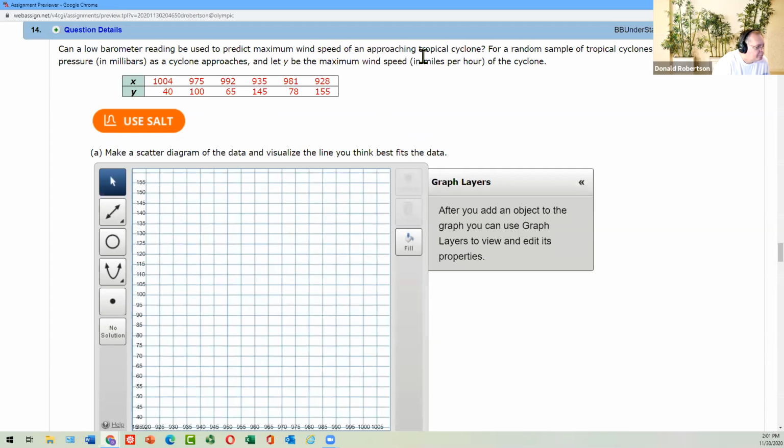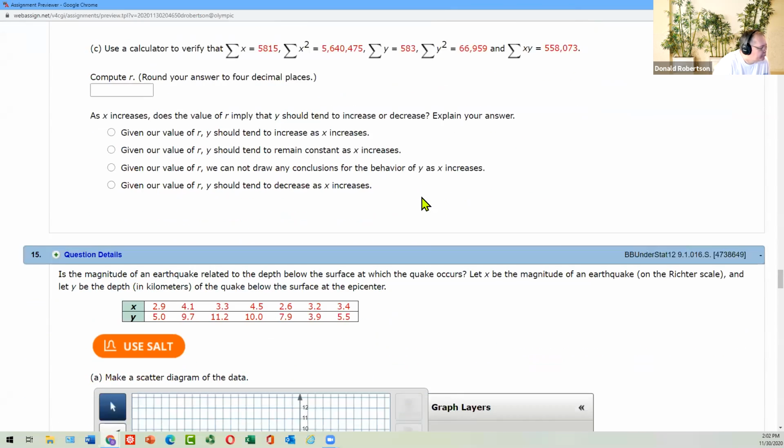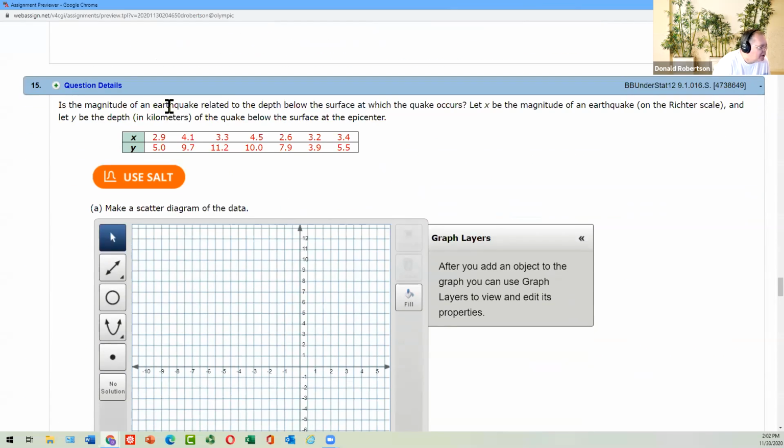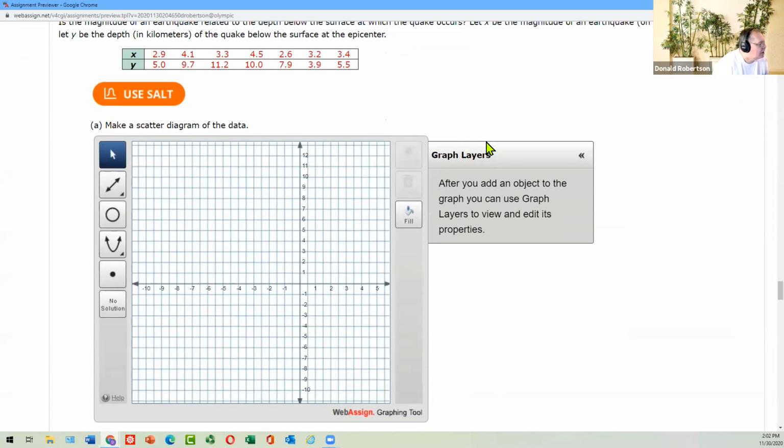This one is measuring barometric pressure against maximum wind speed. This one here is the magnitude of an earthquake and the depth below the surface. Okay, I could try that one. 2.9, which is about here, matches with 5.